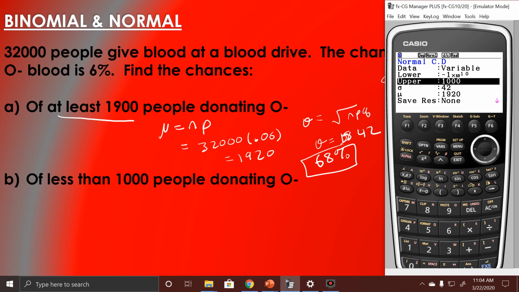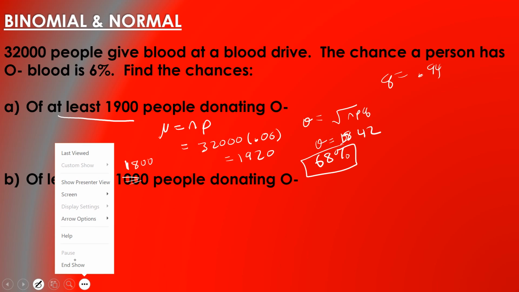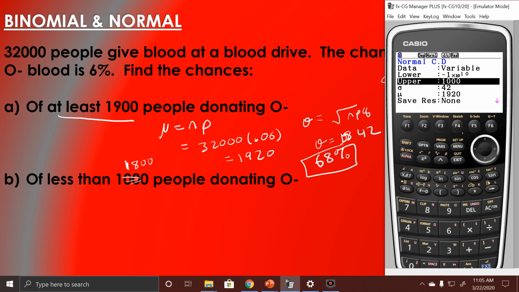Yeah, that actually does make sense. So let's say that instead of this being 1,000, let's say less than 1,800. That probably would have been a better number right there. So let's try that. I'll show my calculator again. So let's go with an upper of 1,800. That's a little bit more reasonable given our standard deviation.